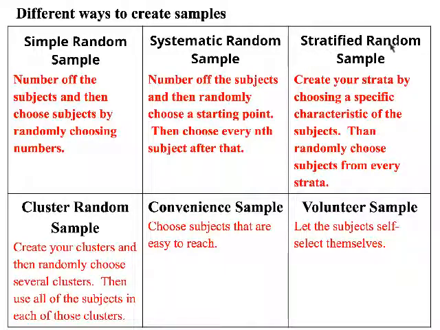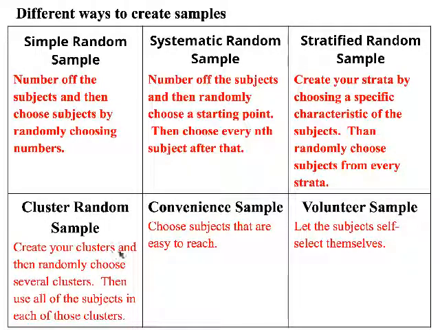All right, a stratified random sample. Well, create your strata by choosing a specific characteristic of the subjects. So a characteristic, like if you're dealing with people, you could say boy, girl, or if you're dealing with hair colors, you could say by hair colors, or just some sort of characteristic that stratifies them. And then randomly choose subjects from each strata. So from each strata, you're going to randomly choose, say, 5 people or 10 people from each strata, and that will become your sample.